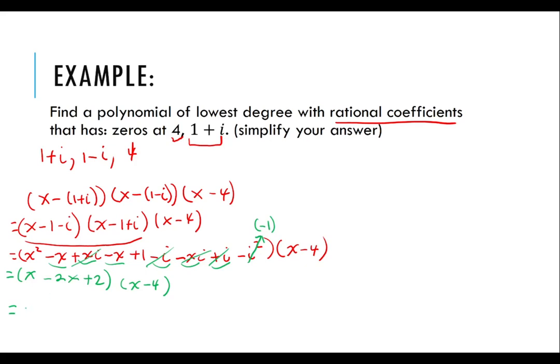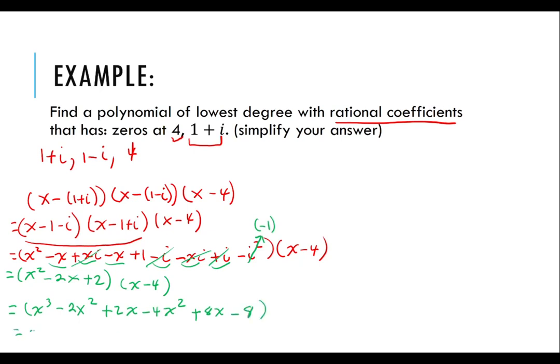x times x is x squared. x times x squared is x cubed. x times negative 2x is negative 2x squared. x times 2 is plus 2x. Negative 4 times x squared is minus 4x squared. Negative 4 times negative 2x is positive 8x. Negative 4 times 2 is negative 8.